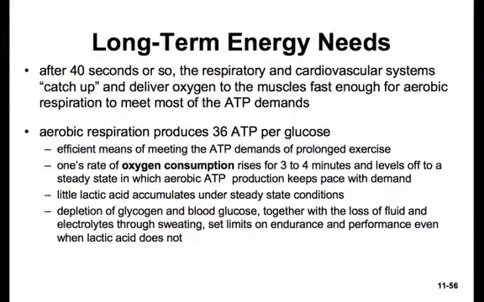However, when we bump up the output, we might go back to forming our ATP from glycolysis, and thus we develop a little lactic acid. And as we release that high output interval, we'll return to predominantly oxidative metabolism, where we get 36 ATP per glucose molecule. So it's much, much, much more efficient. The depletion of glycogen and blood glucose, together with the loss of fluid and electrolytes through sweating, sets limits on the endurance performance, even when lactic acid does not.